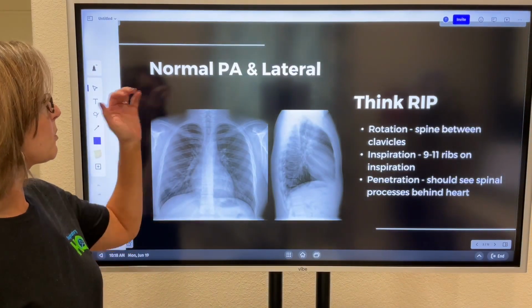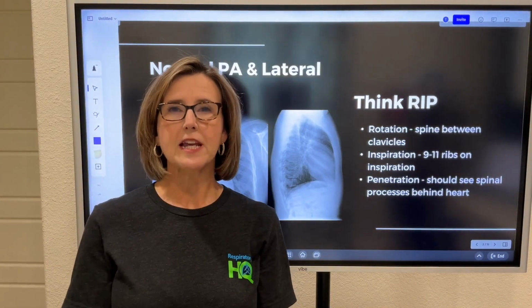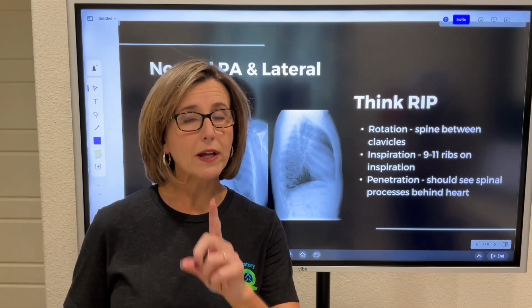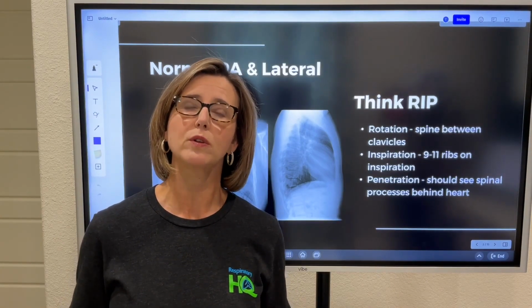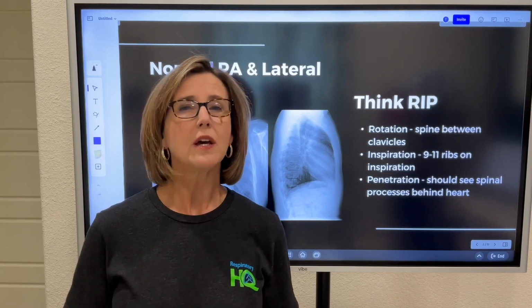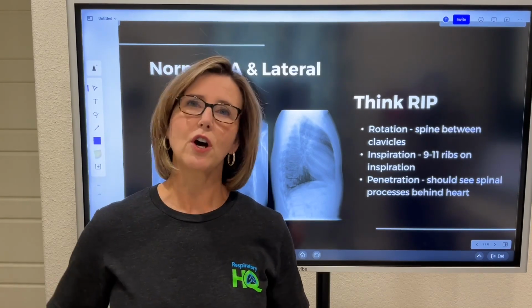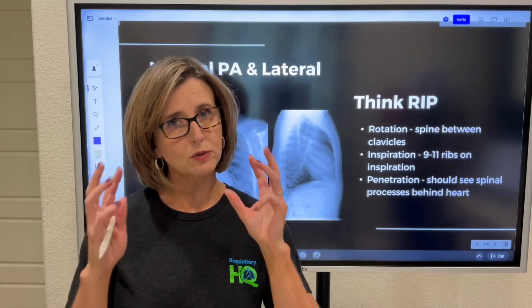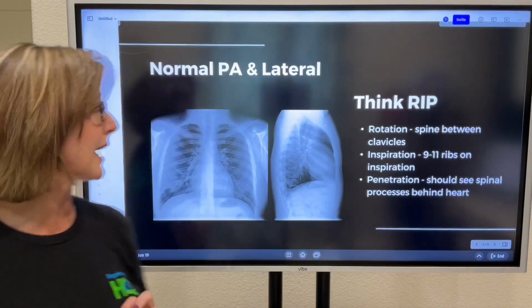A normal PA and lateral. Let's start there. Standard chest x-rays would be the PA and lateral position. And we forget that because we're in the ICU all the time and a lot of what we're seeing are AP films. But you gotta remember, chest x-rays are done in doctor's offices, in minor emergency clinics, all of those places. So standard radiography is a PA and a lateral.